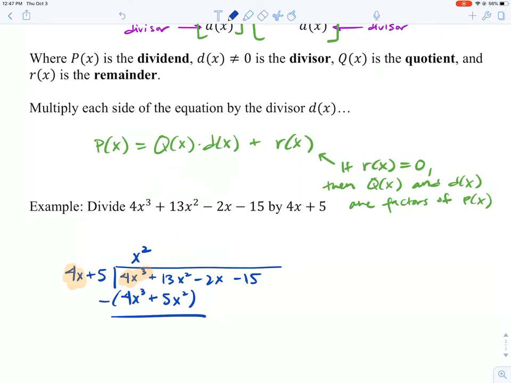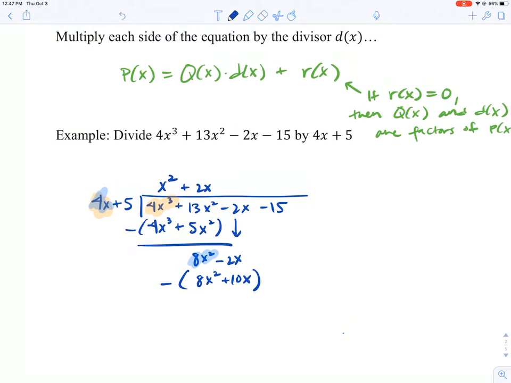And then subtracting, we will get 8x squared, and then we'll bring down the minus 2x. So just like you would bring down the next digit, I'm bringing down the next term. And think, what times 4x would give me 8x squared? So that would be plus 2x. And then multiply. And subtract. Same process as normal long division.